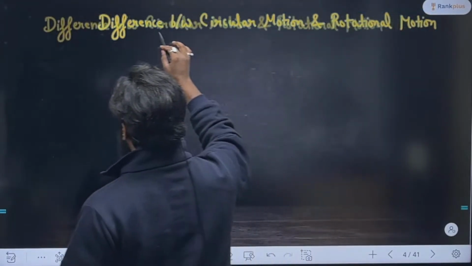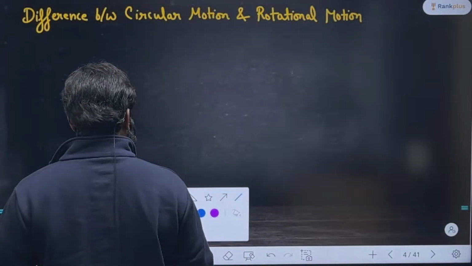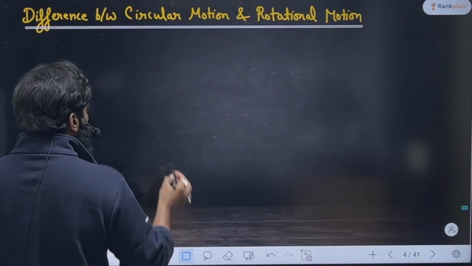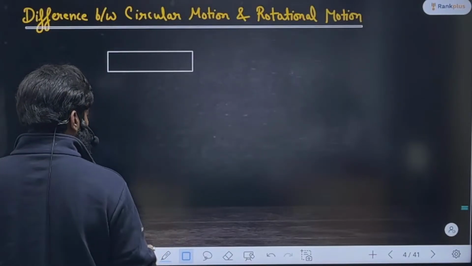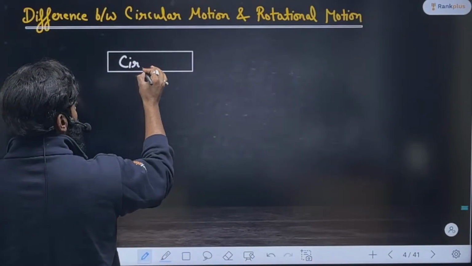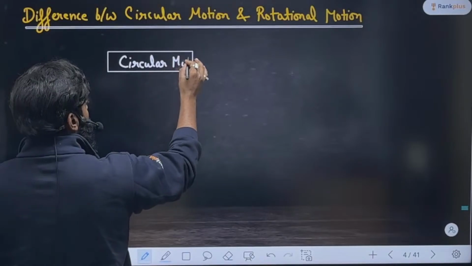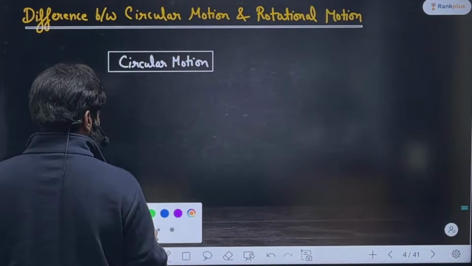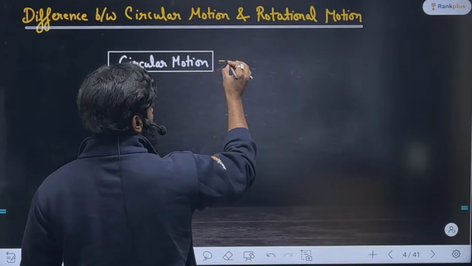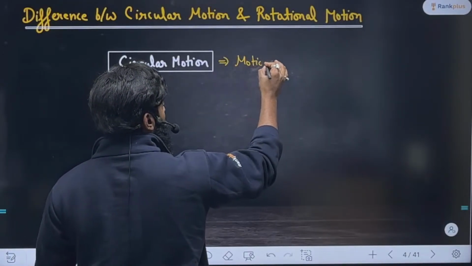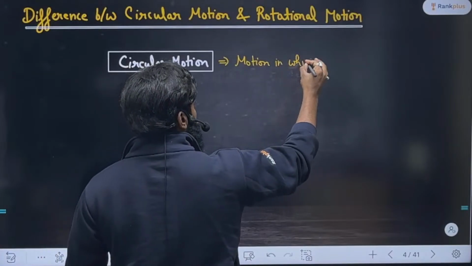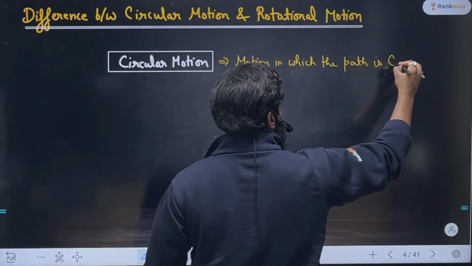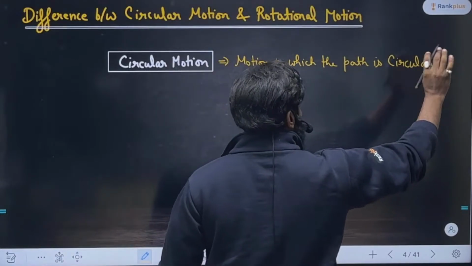Difference between a circular motion and a rotational motion. If I have to consider a circular motion, it is very, very simple. There are no conditions at all. The only condition is that it is a motion in which the path is circular. Just simple.